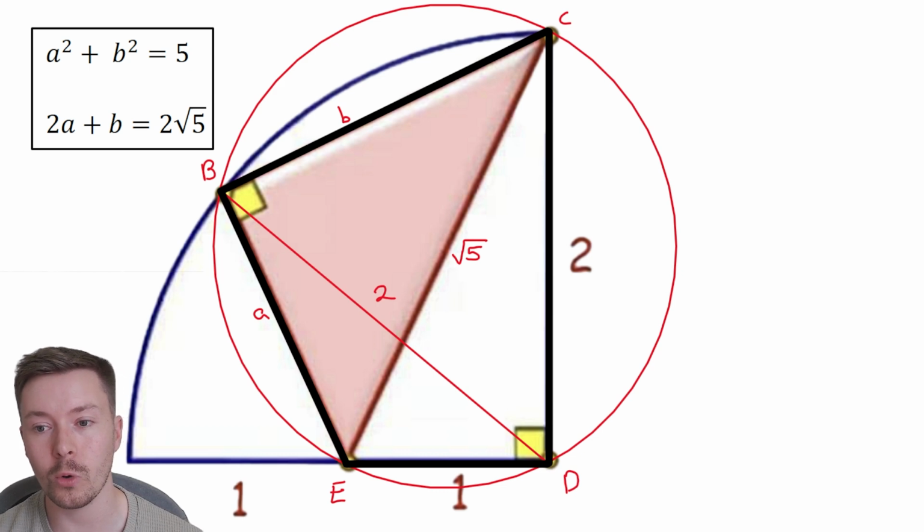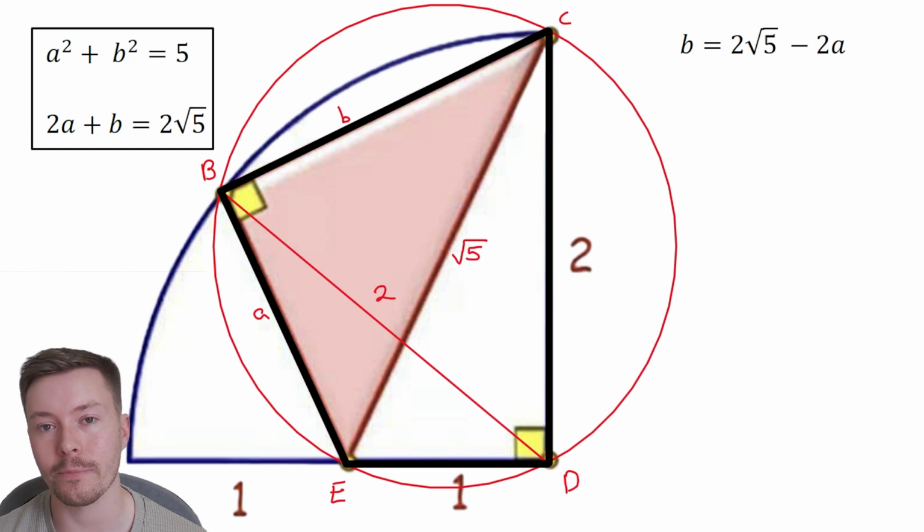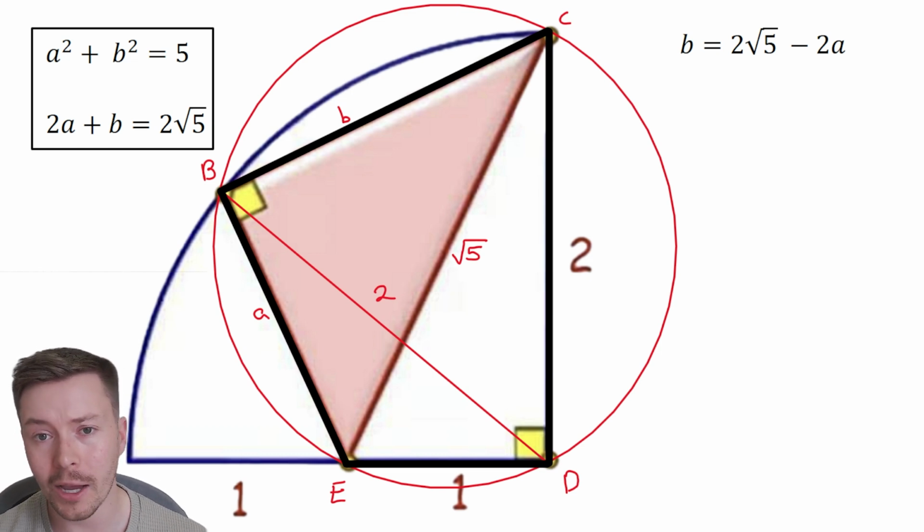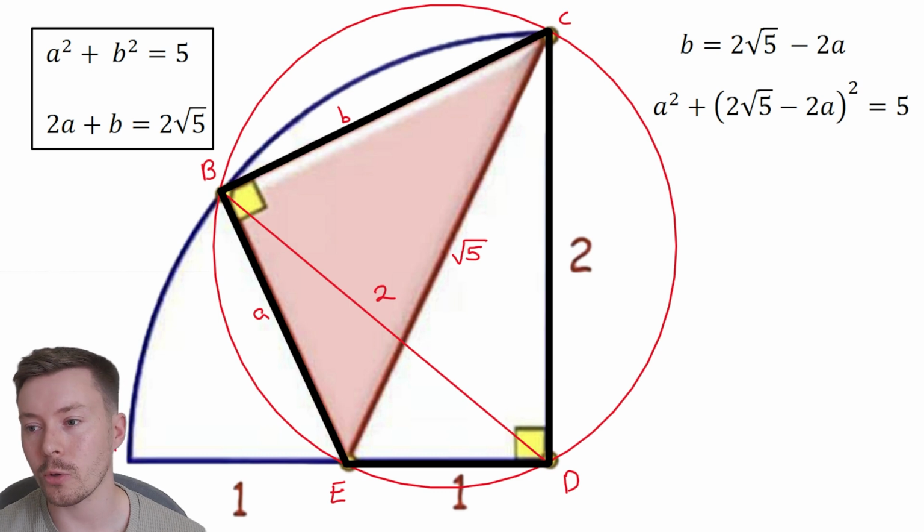And what I'm going to do first of all is I'm going to rearrange the 2a plus b equals 2 root 5 into b equals 2 root 5 minus 2a. And of course you could rearrange that so you've got a as a subject as well, in terms of b. Either way, it doesn't matter. I'm then going to substitute that equation into the first equation, a squared plus b squared equals 5.